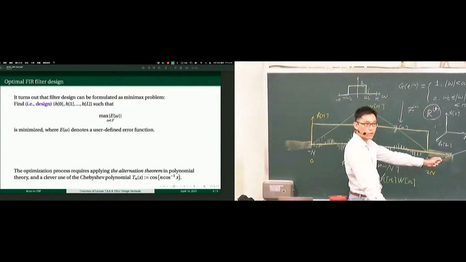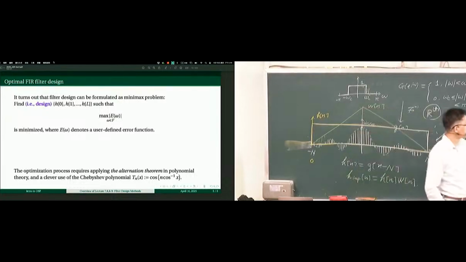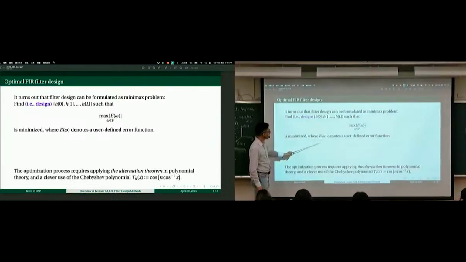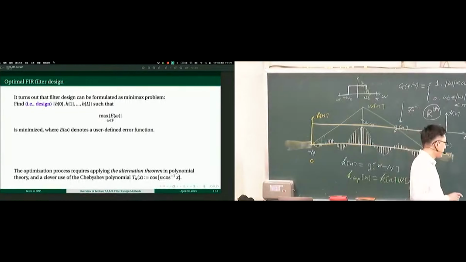That's our last topic for filter design. Please expect that. We'll be using this kind of thinking, formulating design as a minimax problem: minimizing what? Minimizing the maximum error function, and the error function is itself a function of frequency. This is complicated, right?